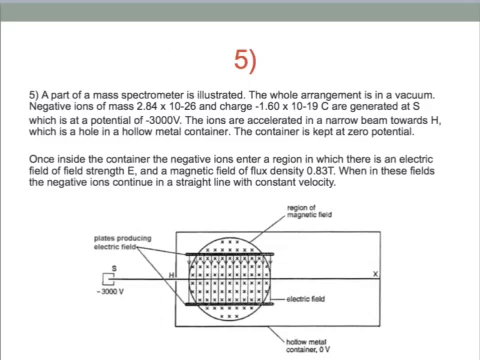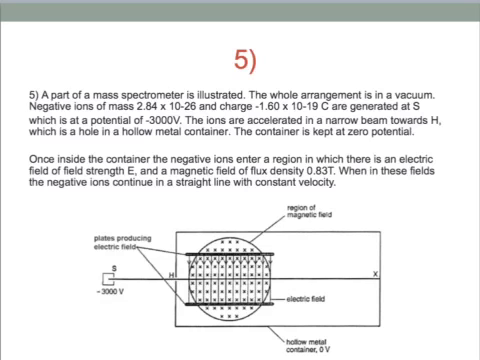Okay, question 5. Part of a mass spectrometer is illustrated. The whole arrangement is in a vacuum. Negative ions of mass, that should be to the power of negative 26 kilograms, and charge the same as an electron, are generated at point S, which is at a negative potential, negative 3000, so it repels the ions, of course, across to H, and that container is kept at zero potential relative to the negative 3000. So the potential difference is 3000.